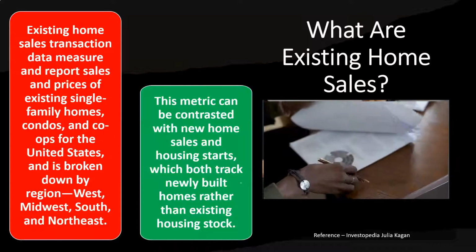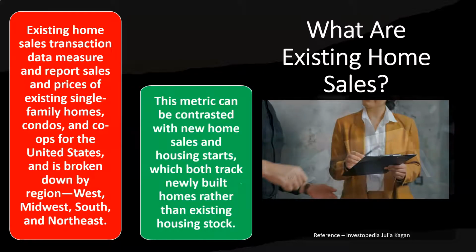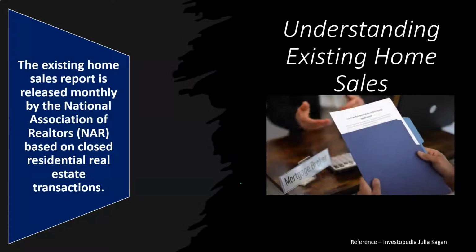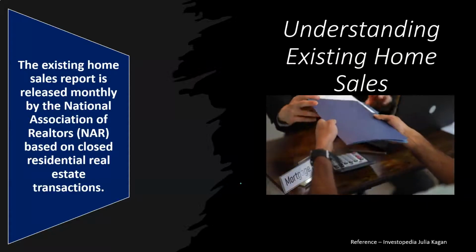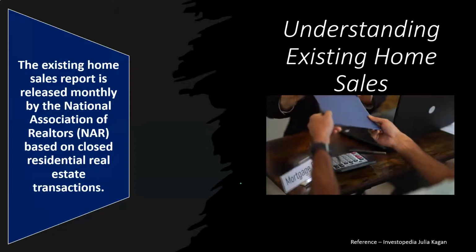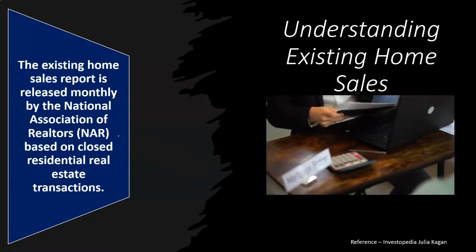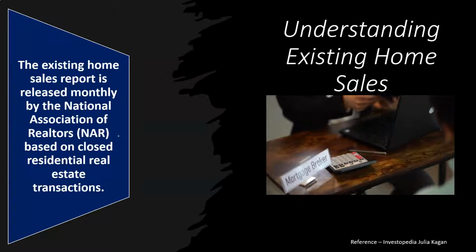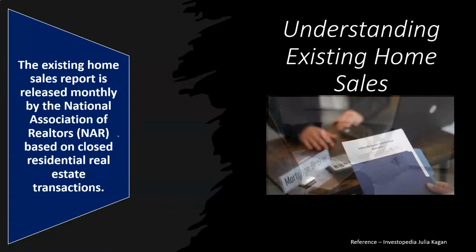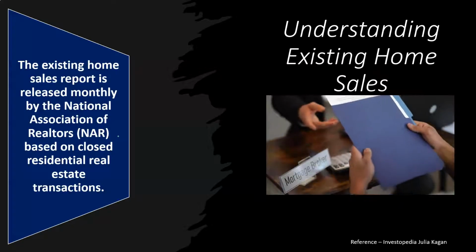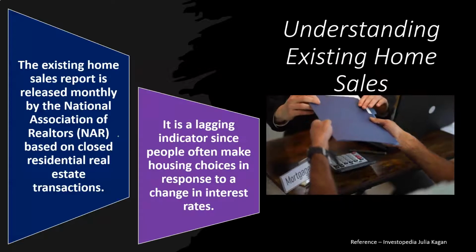So what we have here: this metric can be contrasted with new home sales and housing starts, which both track newly built homes rather than existing housing stock. The existing home sales report is released monthly by the National Association of Realtors, the NAR. So you can look them up. You could use your favorite browser and look up the National Association of Realtors. You can find this report based on closing residential real estate transactions.